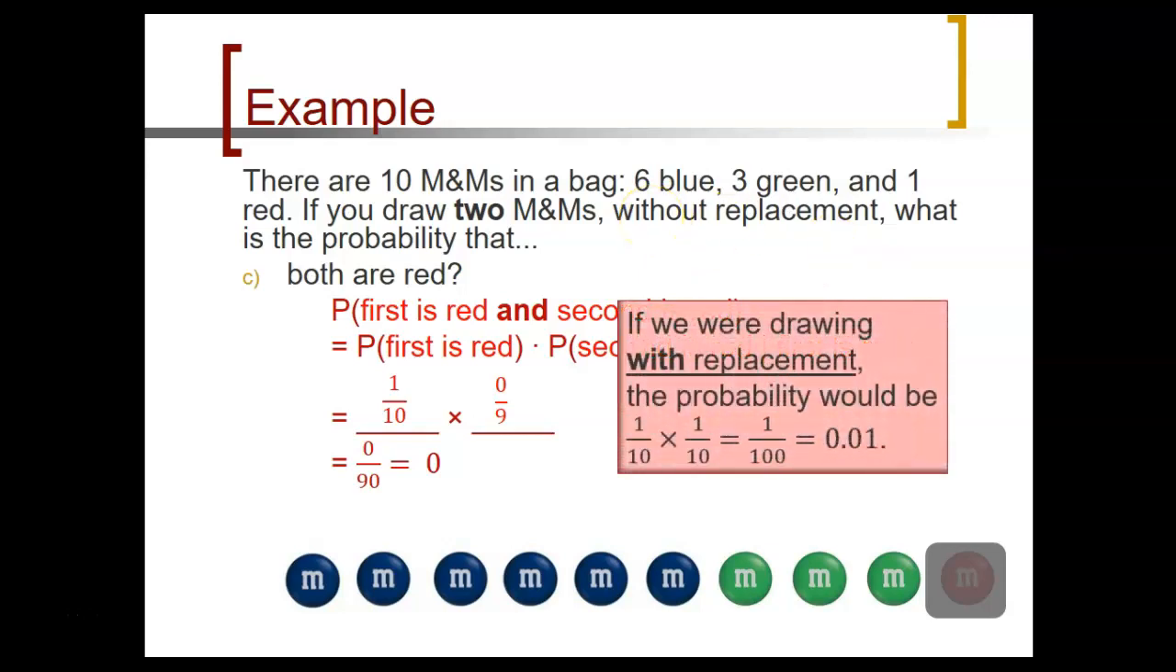Now, if we were drawing with replacement, then it could happen. It could be that we pull out a red one, put it back in, pick again, and we get a red one the second time as well. So if we were drawing with replacement, the probability that both of the M&Ms we pull out are red would be 1 over 10 times 1 over 10 again. That would be 1 over 100 or 0.01. It still wouldn't be very likely, but it could happen.